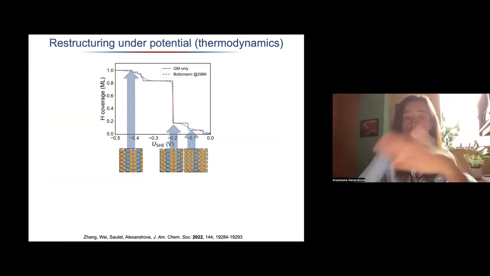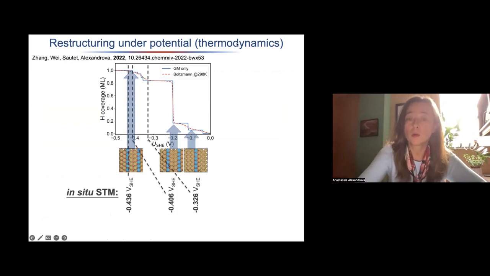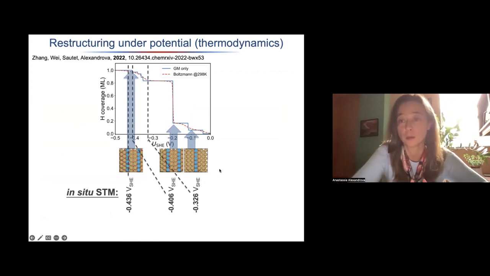We have coverage dependent on voltage, and also structure of the electrode dependent on voltage, with one small problem that I'll expose now. In the experiment, all the shifts of the rows and jumps in the hydrogen coverage occur at much more negative voltage than my thermodynamic picture predicts. So clearly, we are failing somewhere with a thermodynamic-only view.